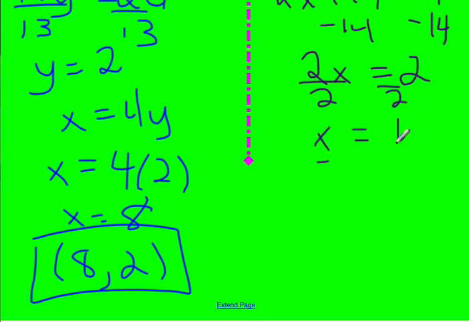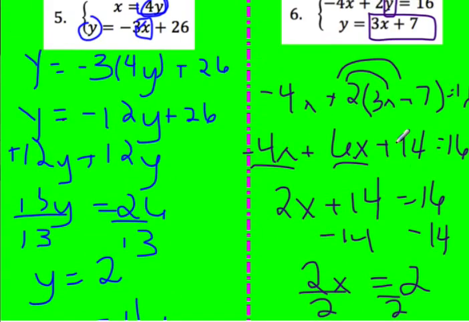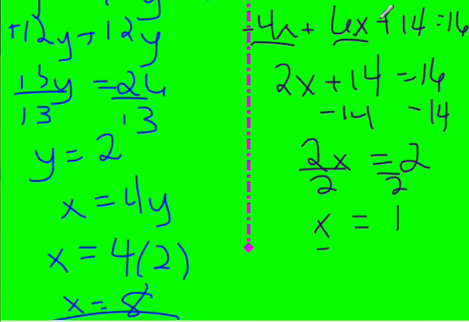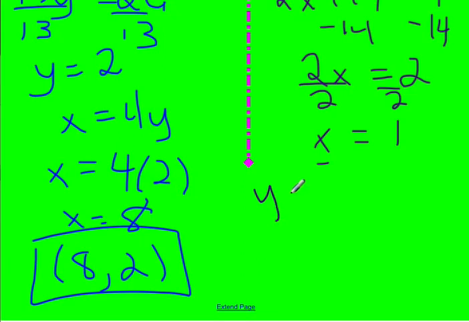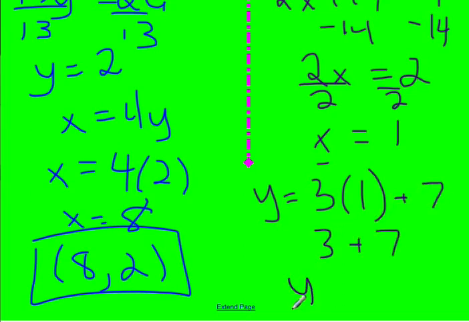Okay, x is equal to 1. So taking a look at the original problem, I'm going to substitute in 1 for that x. I have 3x plus 7, so I'm going to take the x out and put 1 in instead. Well, 3 times 1 is 3, plus 7, so you end up getting that y is equal to 10.